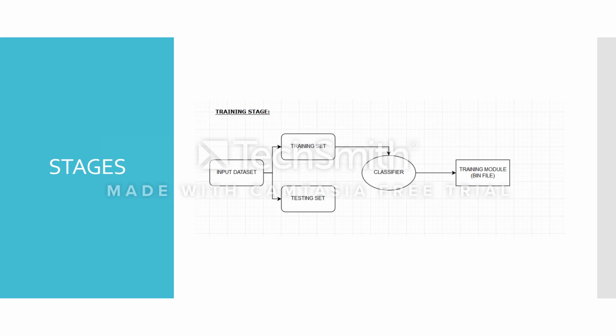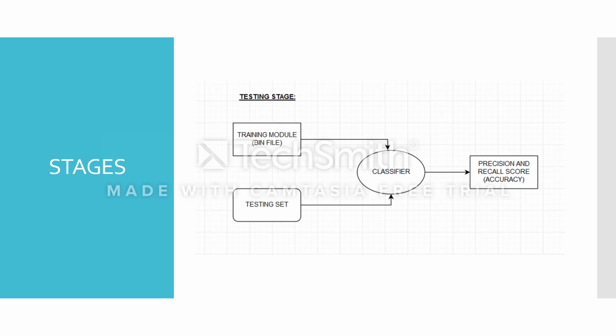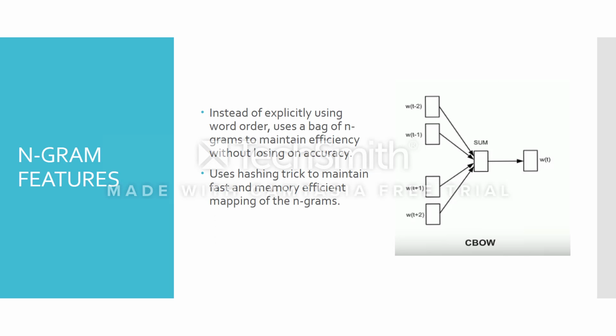Like I said, the input data set is divided into a training and testing set. Training is fed into the classifier to get a training module. In the testing stage, you use the training module, and the testing side is fed into the classifier, to get the accuracy of the classifier, like how well it is able to classify text.